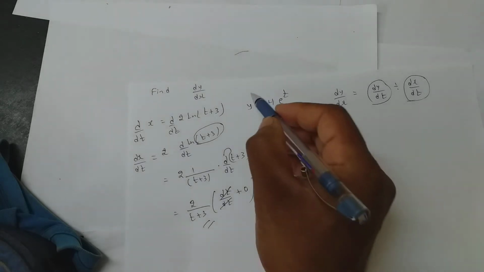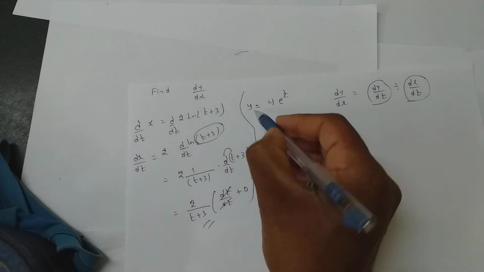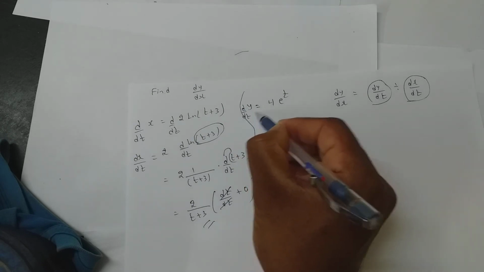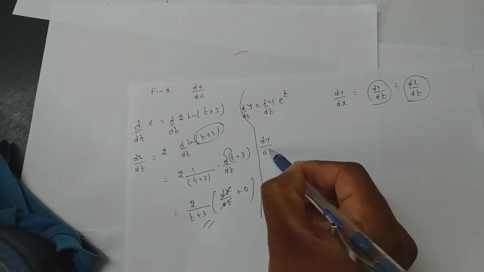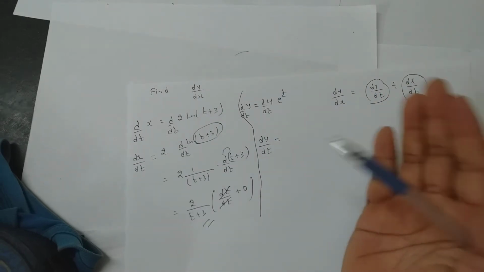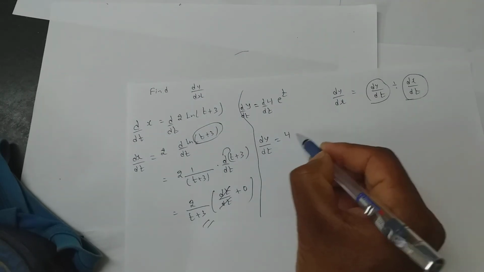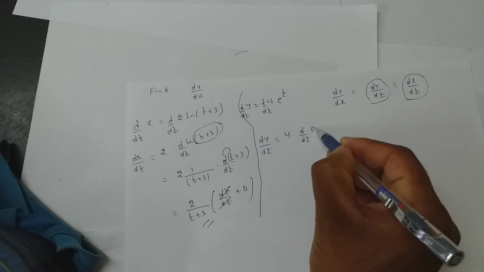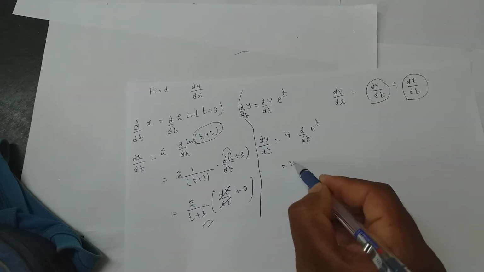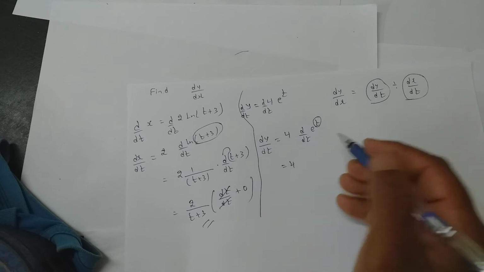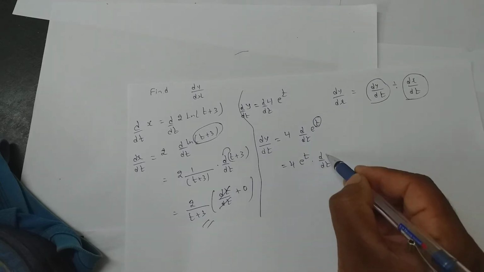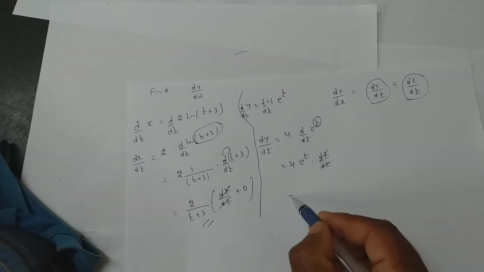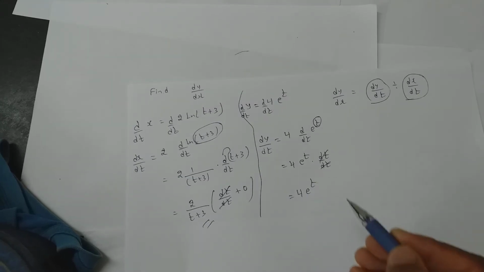Clear? Now, same thing here, you again d by dt on both sides. So dy by dt equal to 4 will come out. So 4 into d by dt of e power t. So it's again e power x form. E power x is e power x only into d by dt of whatever letter is there. So that is 4 e power t.